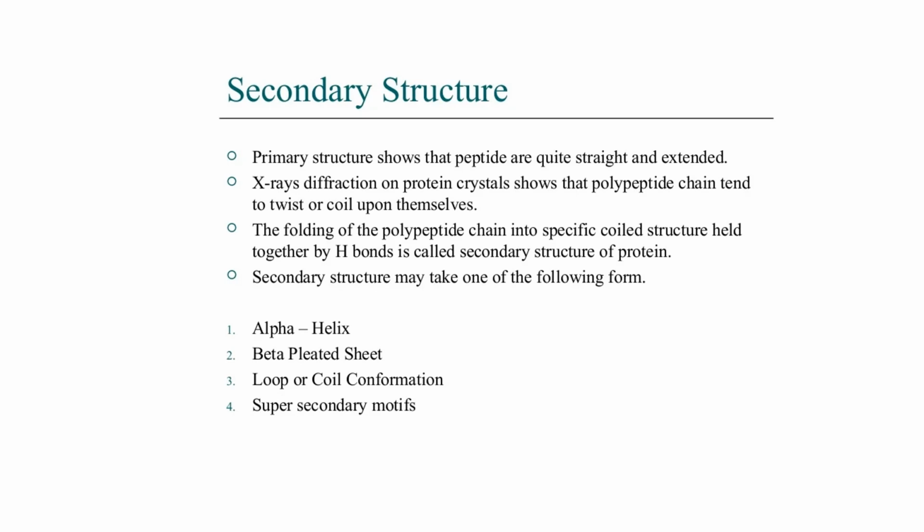Secondary structure. Primary structure shows that peptides are quite straight and extended. X-ray diffraction on protein crystals shows that polypeptide chains tend to twist or coil upon themselves. The folding of the polypeptide chain into specific coiled structures held together by H bonds is called the secondary structure of protein. Secondary structures may take one of the following forms. They are alpha helical in nature; beta pleated sheets; loop or coil conformation; or supersecondary motifs.